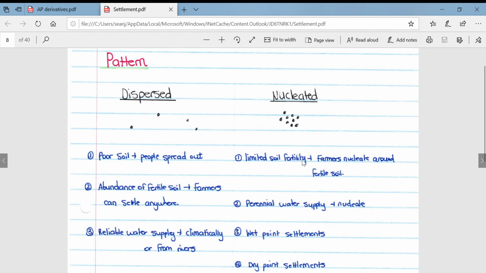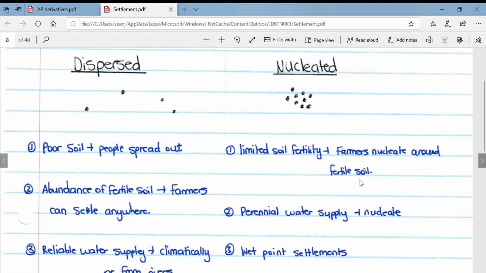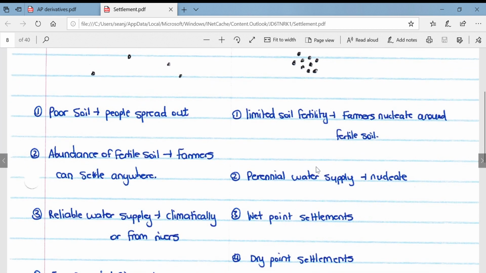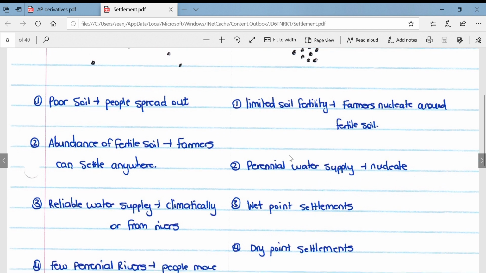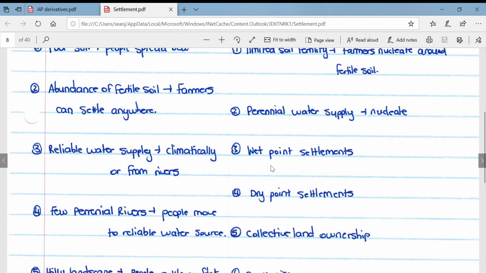Then some of the factors promoting nucleated settlements: limited soil fertility, so farmers nucleate around fertile soil. Perennial water supplies lead to farmers nucleating around them. So if you've got a permanent river with permanent water, you'll often have farmers nucleating around that river. Wet point and dry point settlements, which I discussed earlier, are both examples of nucleated settlements.